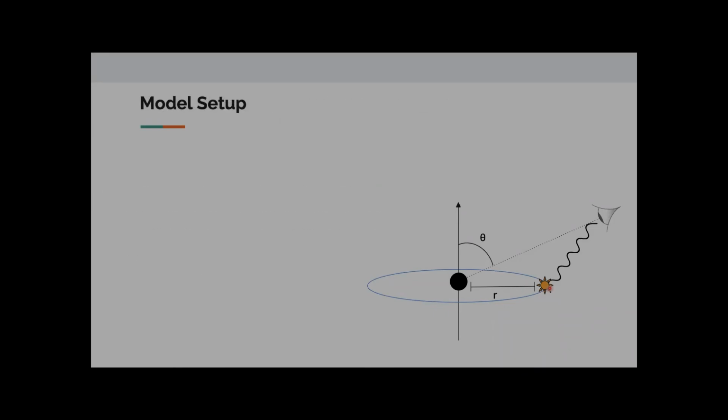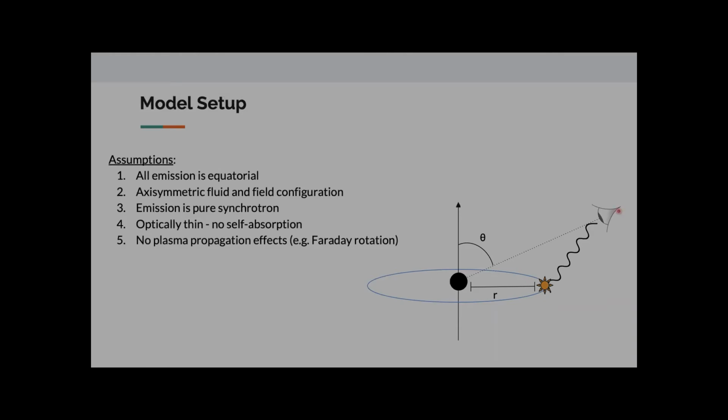So we kept the same model setup as the one used in the Schwarzschild paper, where we place an observer far away from the black hole, place a ring of matter orbiting around the black hole, and ask what the polarized appearance looks like. And we make the following additional assumptions to help keep the problem a bit more tractable. So first, we assume that all emission is equatorial. Second, we assume an axisymmetric fluid and magnetic field configuration.